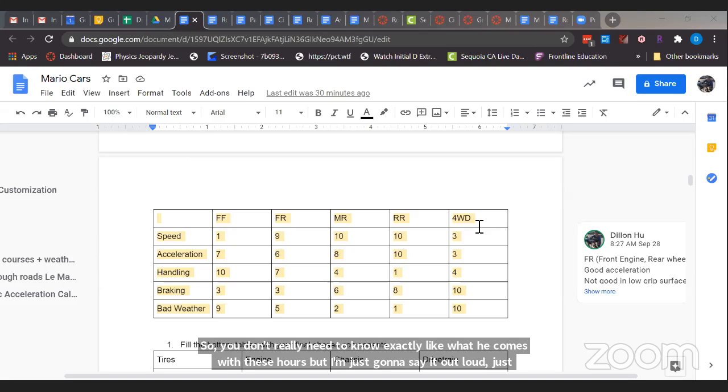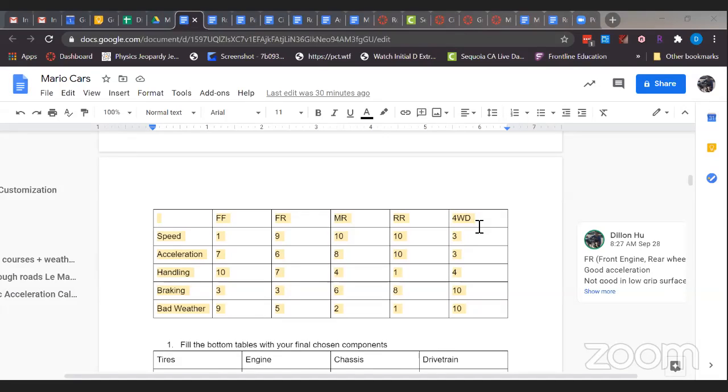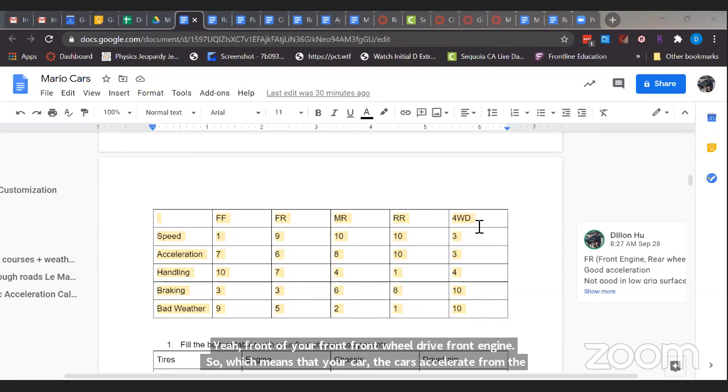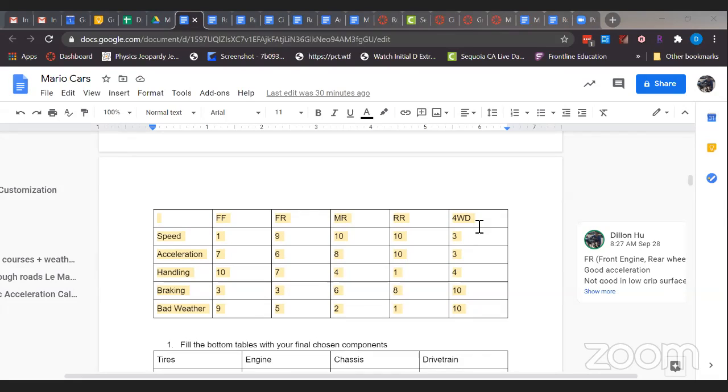Those are what's driving your motor, and then your engine is also placed in the front. And then you have an FR, which is a front engine rear wheel drive. Then you have an MR, which is a mid-engine. Your engine is placed in the middle, but your rear wheels are what's accelerating your car. You have an RR, which is a rear engine rear wheel drive. And then you have a 4-wheel drive, which is just all 4 of the wheels can generate power.